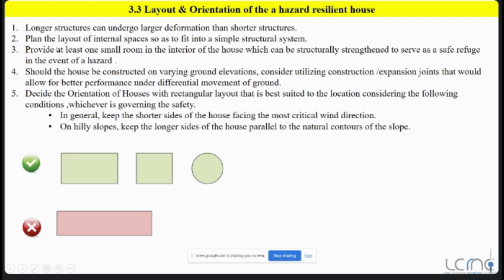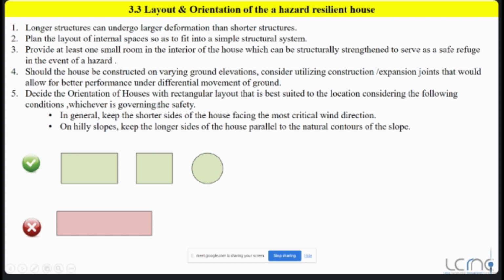The second part is to plan the layout of internal spaces so as to fit into a simple structural system. Definitely, you don't need to have complex structural systems, just always go with simple structural systems. Sometimes we go with composite members when designing slabs and beams, and some post-tension and pre-tension members. But we recommend using simple structural systems always.